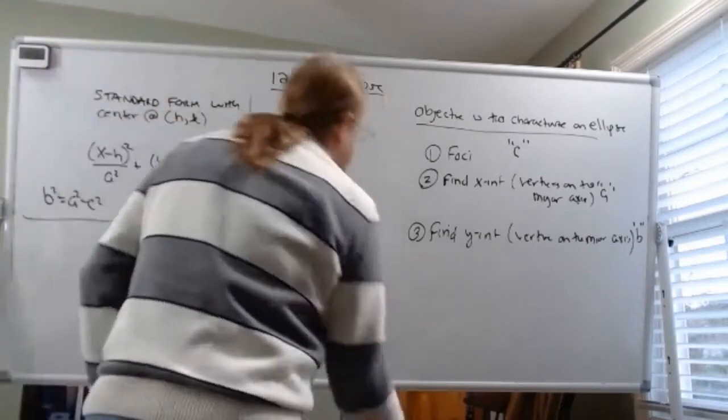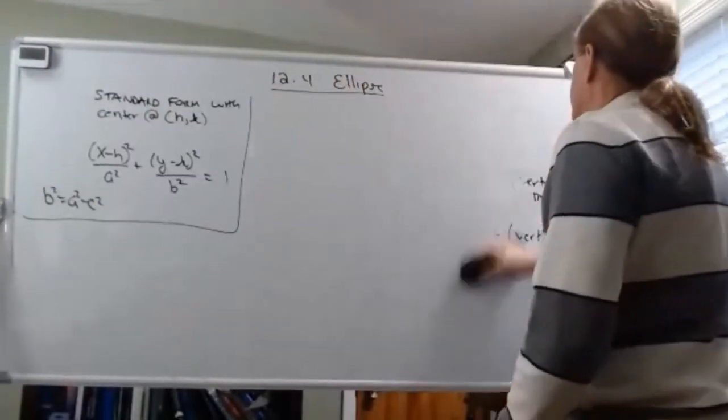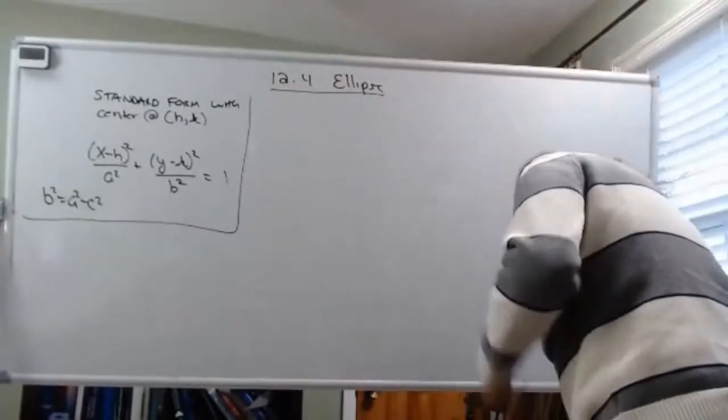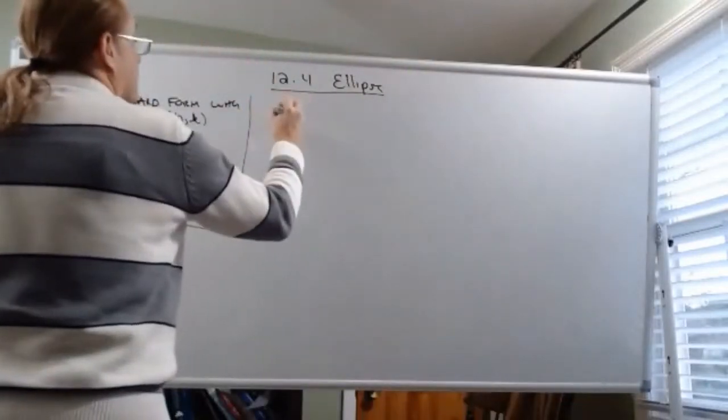Let's take a look at an example of how we go about working this. So what I want to do is this example, which says, let's analyze this ellipse. So we want to find those features. Let's analyze what we have. So here's an example.